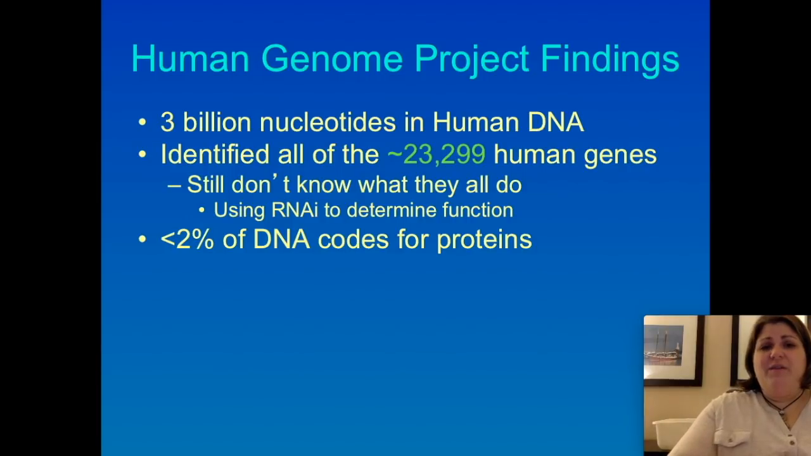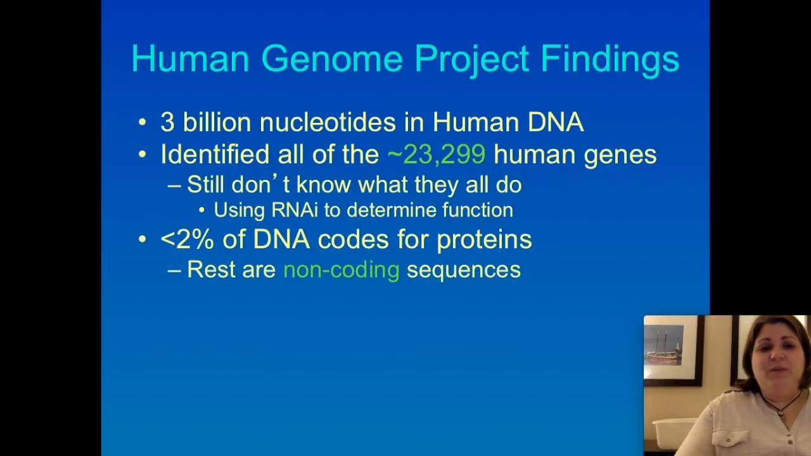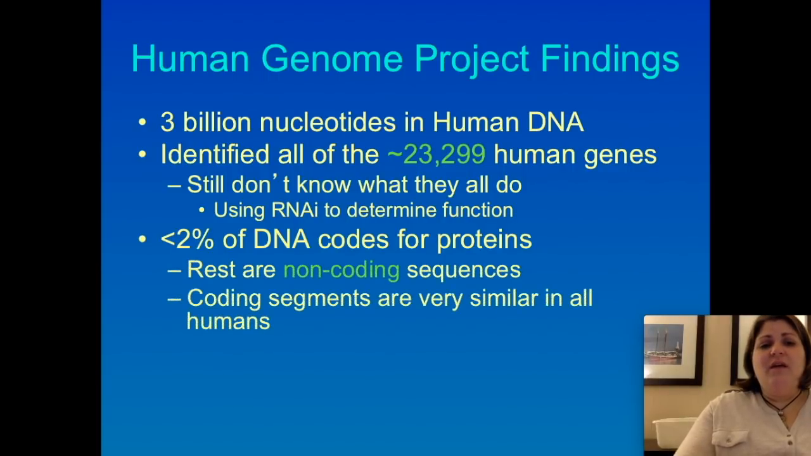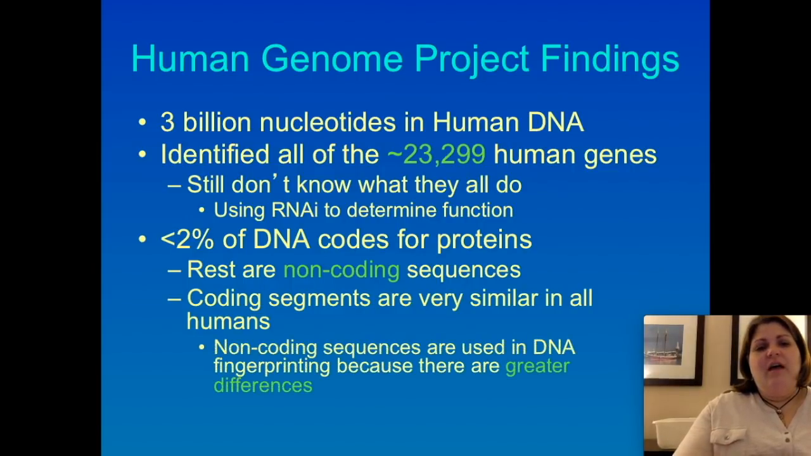It's important to note that the 23,000 genes that we have only represent a small portion of our DNA. There's a lot of sections between the genes that are non-coding. The coding sections, in other words, the ones that actually get turned into proteins, are pretty similar because, of course, all humans have pretty much the same recipe for saliva. But there's a lot of differences in the non-coding sections, and it's those non-coding sections that we use to do a lot of our identification of DNA fingerprinting.